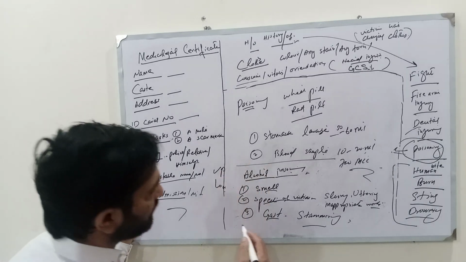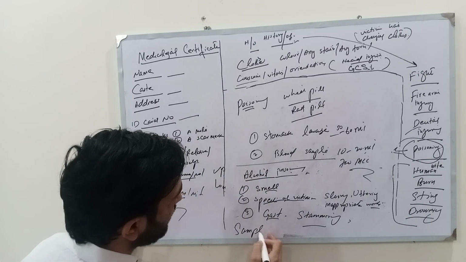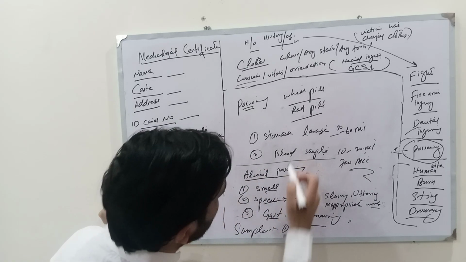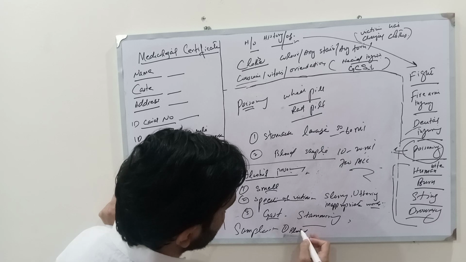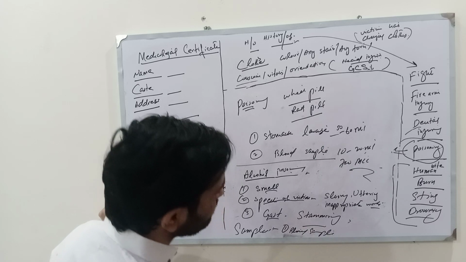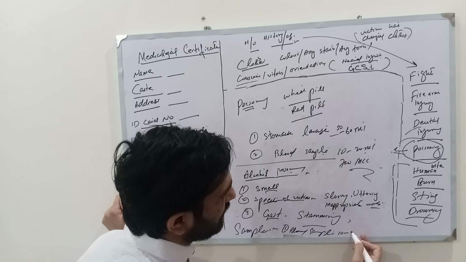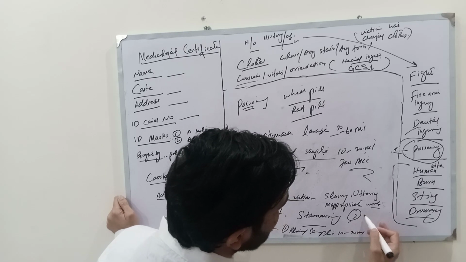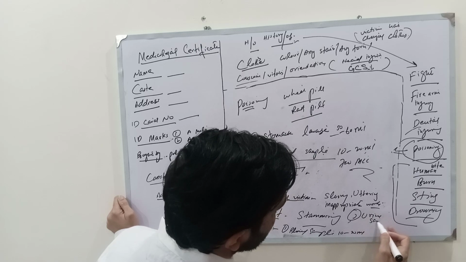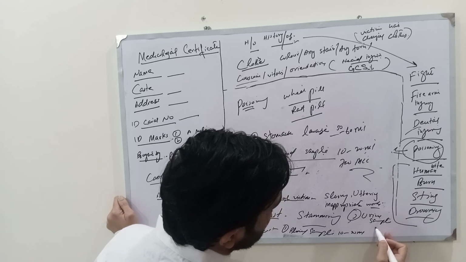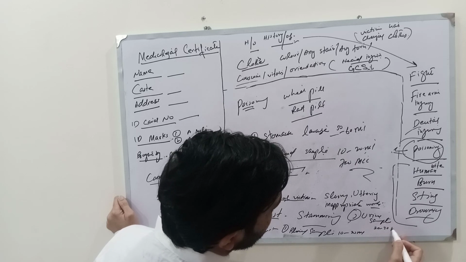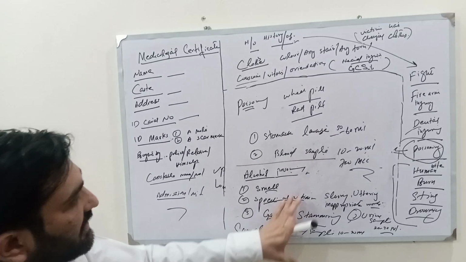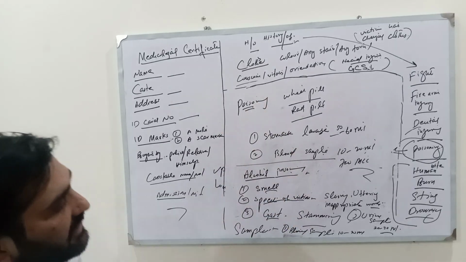And very important, what samples you have to take in alcohol poisoning. One, again, blood sample, about 10 to 20 ml. Another important sample which you have to take in alcohol poisoning is urine sample. About 20 to 30 ml of urine is necessary sampling in alcohol poisoning for medico-legal work.